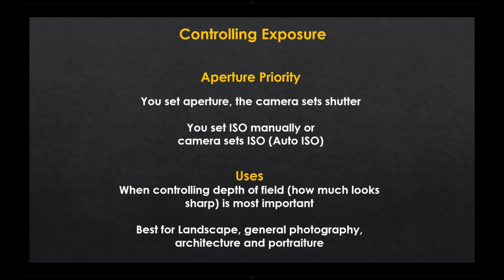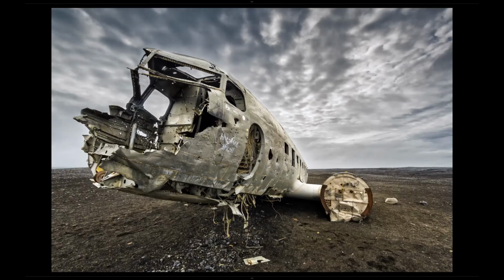Aperture priority. You set the aperture and the camera sets the shutter speed, and in some cases if you're using auto ISO, the camera will also change the ISO to maintain a predetermined minimum shutter speed. So for aperture priority, the most important use for that is where we're talking about controlling the depth of field, or the amount of the image that looks acceptably sharp. And in situations like this, landscape photography, we want depth and apparent sharpness all the way from the front of the image to the back.